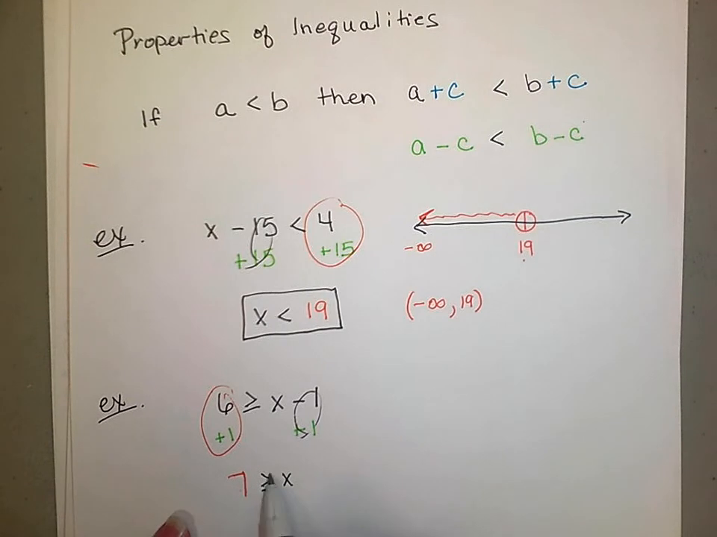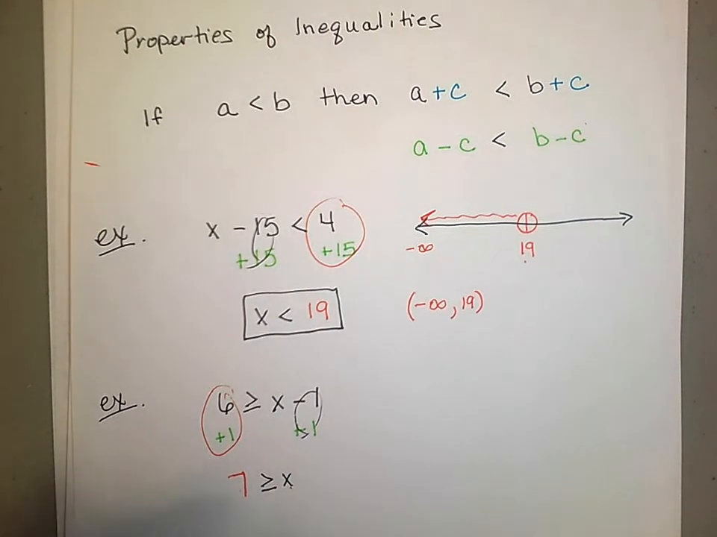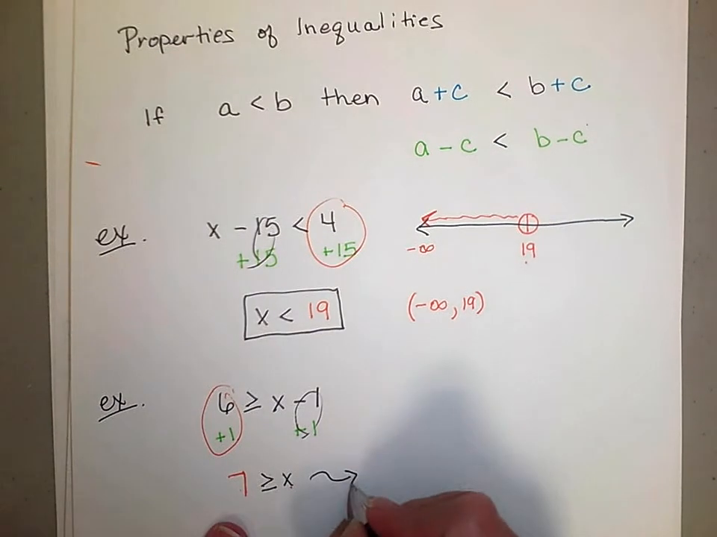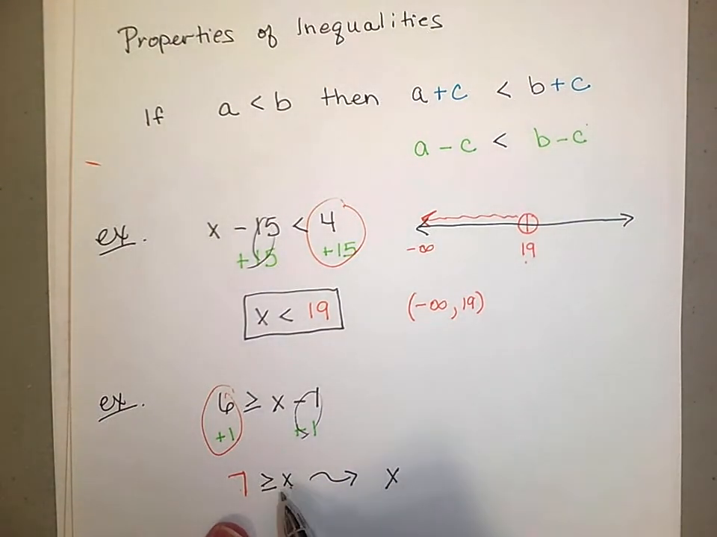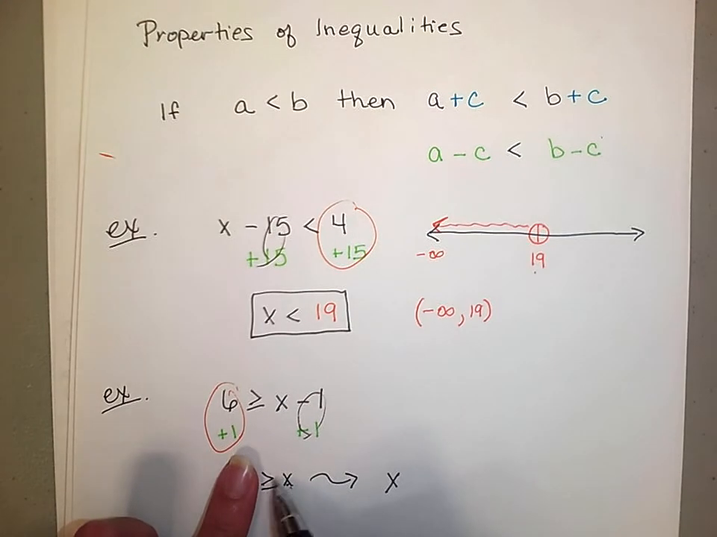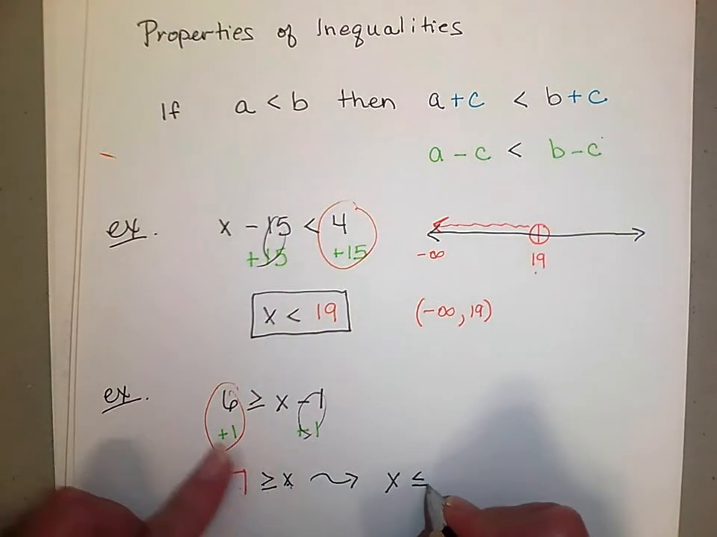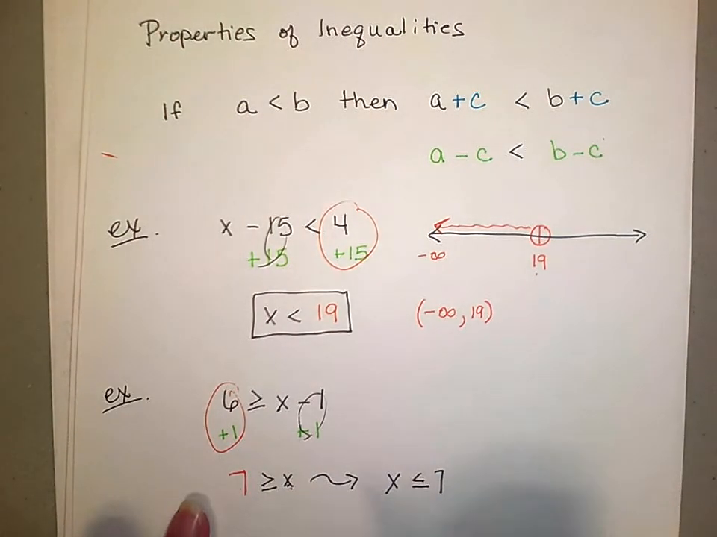So this reads 7 is greater than or equal to x, which is kind of confusing. I prefer to write it in its equivalent form, where x comes first. So notice which way the inequality symbol is with the x. If I write x on the left-hand side, I need the smaller points to be facing x. And then we can write the 7. So these are equivalent. Saying that 7 is greater than or equal to x is the same thing as saying x must be less than or equal to 7.